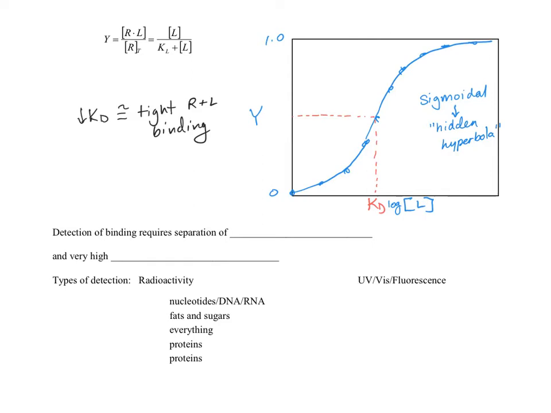So why can't we just be done with it? The answer is because while this is a very effective way to measure KD, it's kind of hard to do. And the reason for that is because detection of binding, which is what we need on the y-axis, requires separation of bound and free receptor. And that, it turns out, is not easy to do. We also need very high sensitivity. And that's not very easy to do either.